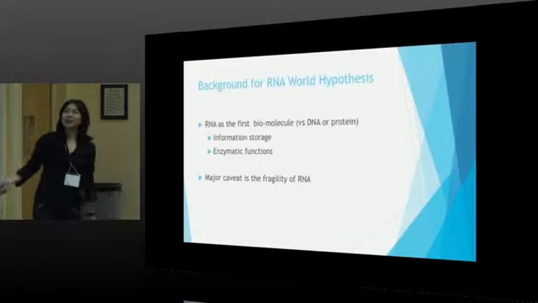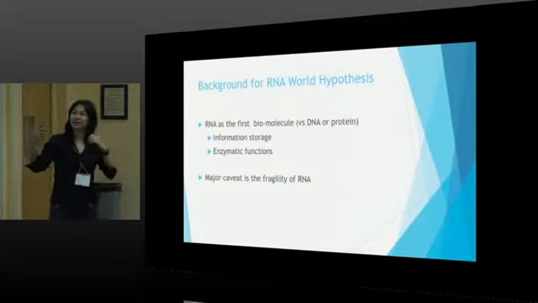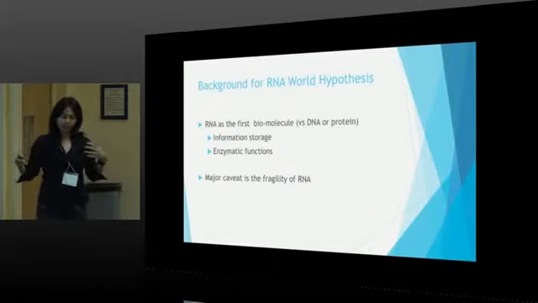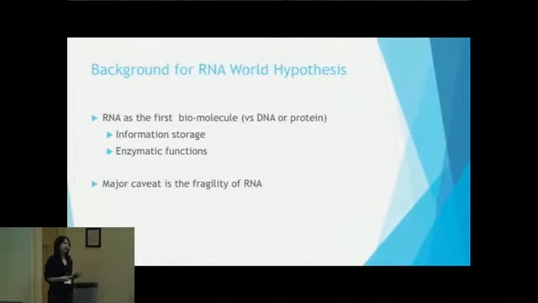So I won't go very much into the background for the RNA world. I'm assuming that everyone knows this by now. This idea started around the late 1960s, and it suggested that RNA is the first biomolecule as opposed to DNA or protein, because RNA can store information and it also has an enzymatic function. But one of the major problems for RNA is that it's fragile. If you ask anybody who works with RNA, they'll tell you it's prone to degradation. So if you heat it, it'll probably degrade. And pray if you have something like magnesium in your sample.